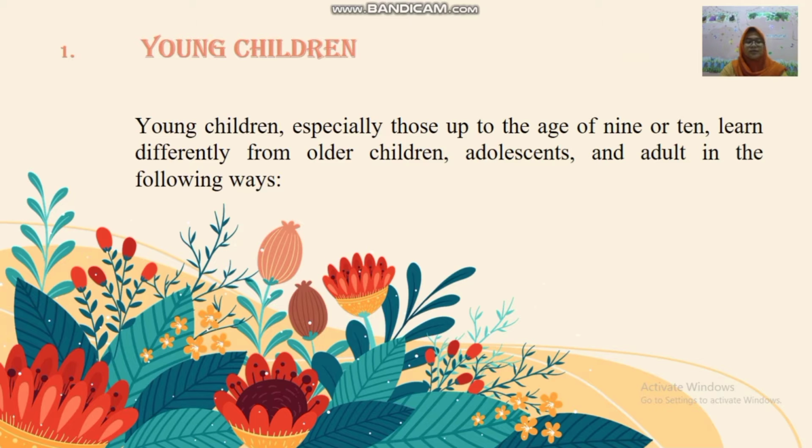Okay, check it out. The first is young children. Young children, especially those up to the age of 9 or 10, learn differently from older children, adolescents, and adults in the following ways. That's why in this material I put older children and adolescents in young learners, because young children and then adolescents are included in the young learners.